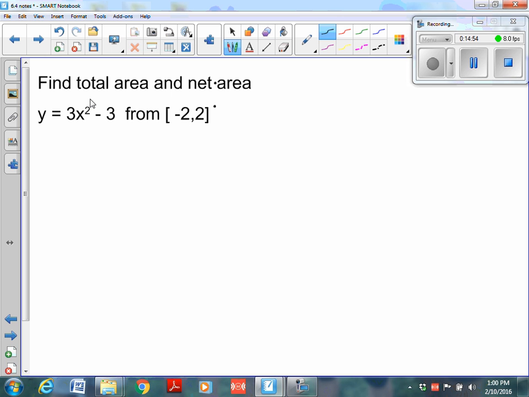Find the total area and the net area. So, if they ask you to find the total area and the net area, we're going to integrate from a negative 2 to a positive 2. 3x squared minus 3bx.